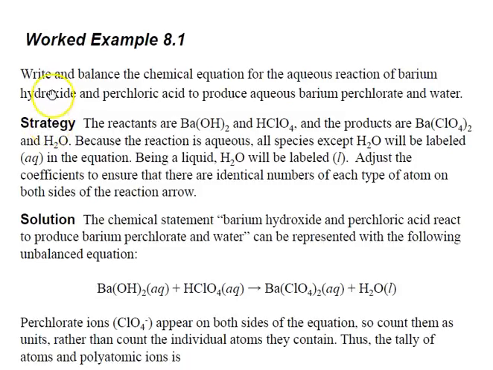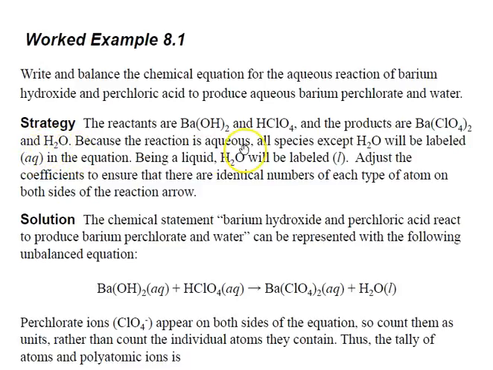So we have barium hydroxide, which is Ba(OH)2. Perchloric acid is HClO4. The products, barium perchlorate, is Ba(ClO4)2, and water, H2O.